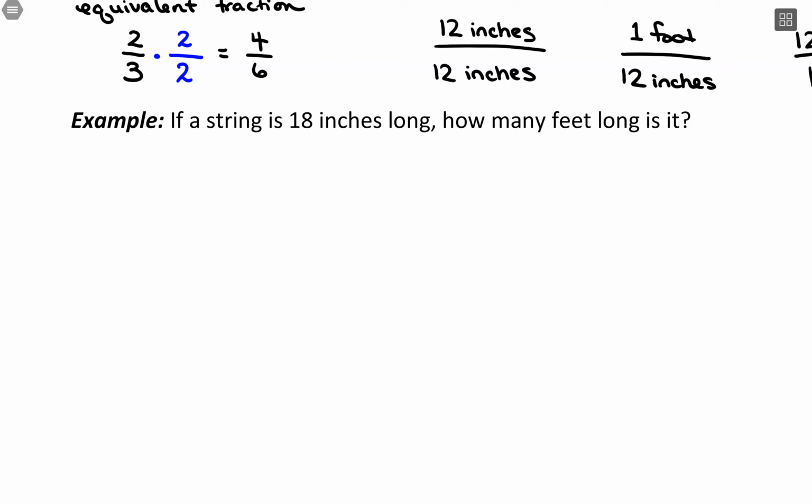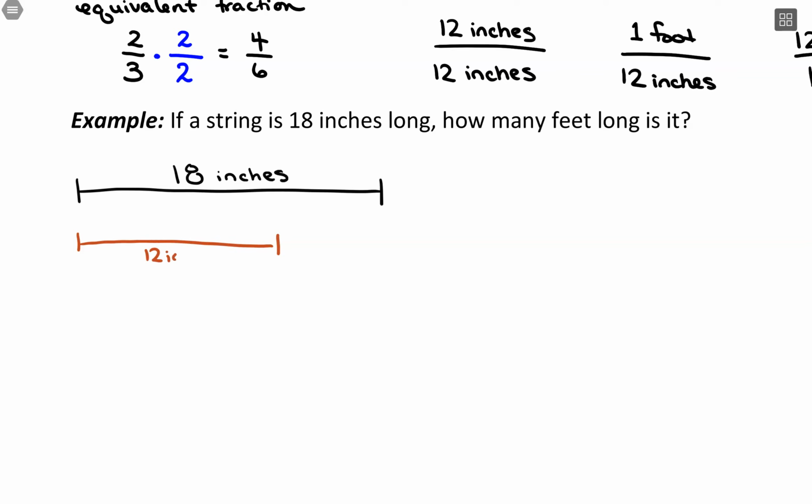So if we have a string that is 18 inches long, I'm going to go ahead and make a visual for this. So we have a string that's 18 inches long. How many feet long is it? So what I could imagine is if I had a ruler, if I laid the ruler down, that's going to take up 12 inches. If I lay it down again though, it only makes 6 inches to get to the 18. So I need to take out half of that foot if I have 2 of these rulers laying down. So really what this is, is 1 foot and a half foot. So in total, that distance would be 1.5 feet.